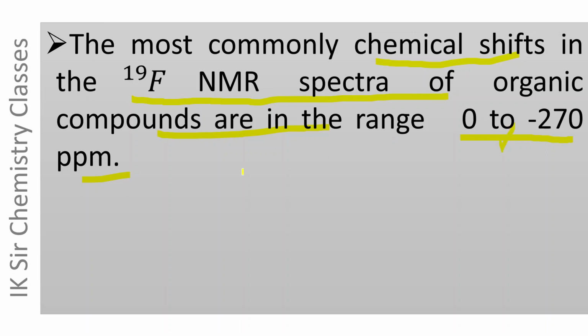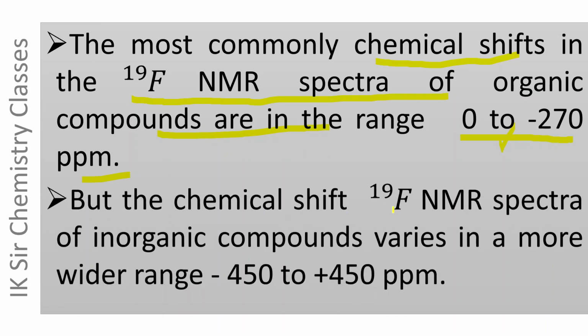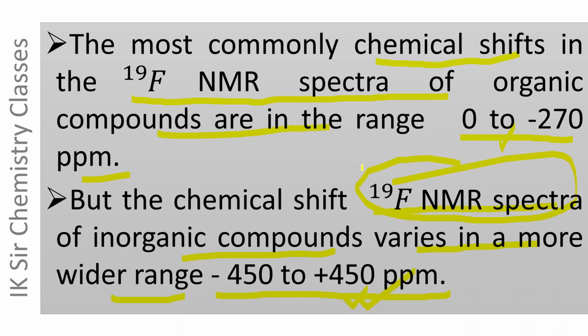The chemical shift in F-19 NMR spectra of most of the organic compounds generally lie in the range 0 to minus 270 ppm. But the chemical shift in F-19 NMR spectra of inorganic compounds varies in a more wider range, minus 450 to plus 450 ppm. This is the chemical shift range for inorganic compounds in F-19 NMR spectra. But in the case of organic compounds, this chemical shift is generally in the range 0 to minus 270 ppm.